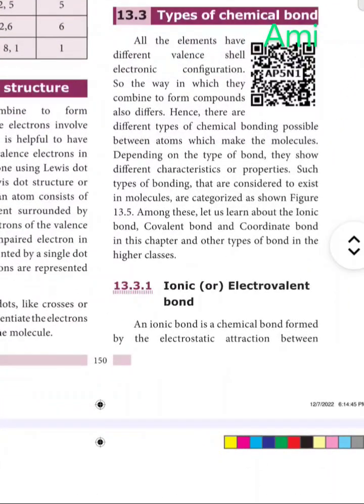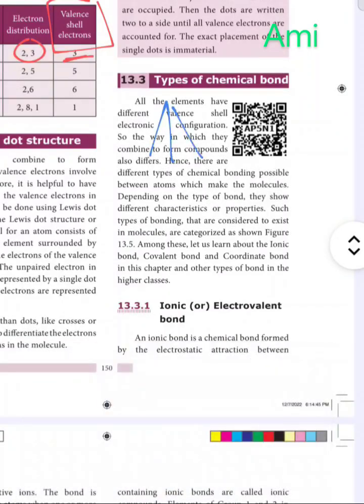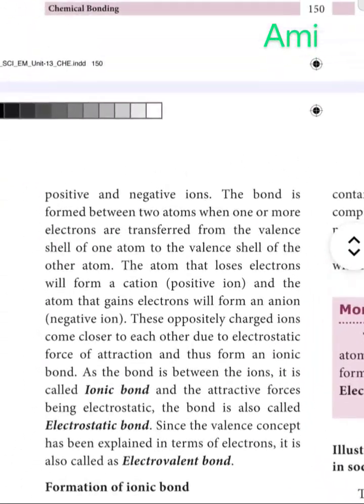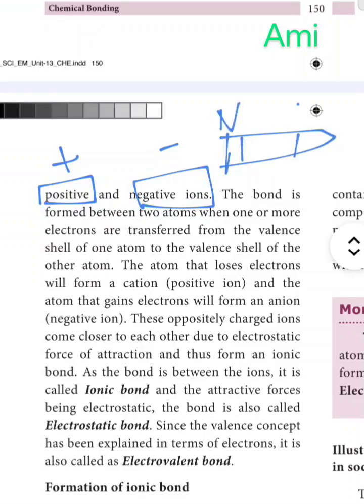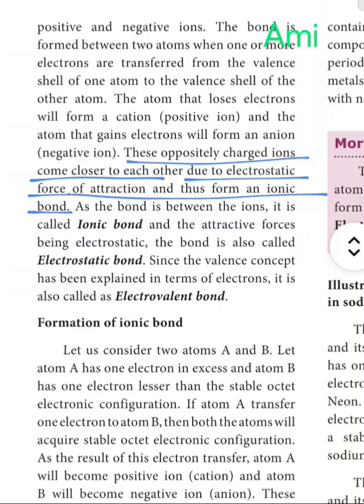Now we are going to the types of chemical bond. There are basically 3 types of chemical bond, that is ionic bond, covalent bond and coordinate bond. First is the ionic bond, which is also known as the electrovalent bond. It is the bond formed between positive and negative ions. Just like a bar magnet, which has 2 different poles, north and south, where unlike poles attract each other, similarly unlike charges attract each other. So it's just like the concept of a magnet. The oppositely charged ions come closer due to the electrostatic force of attraction, thus forming an ionic bond.